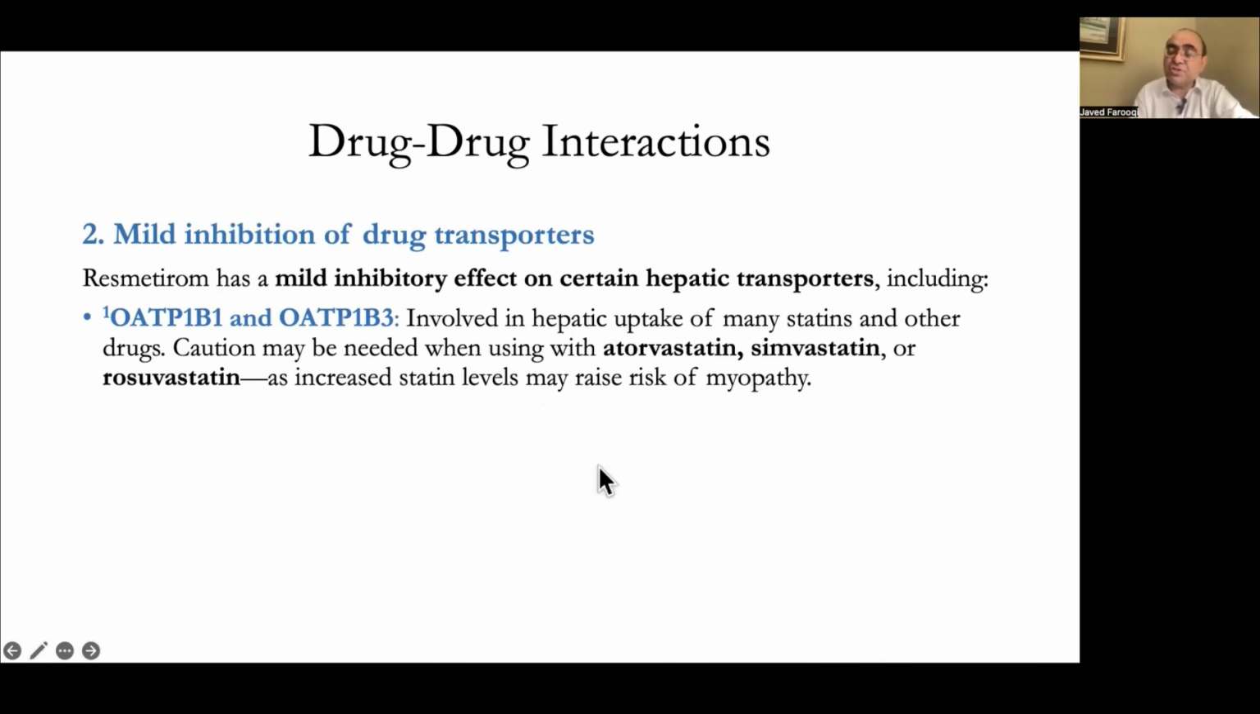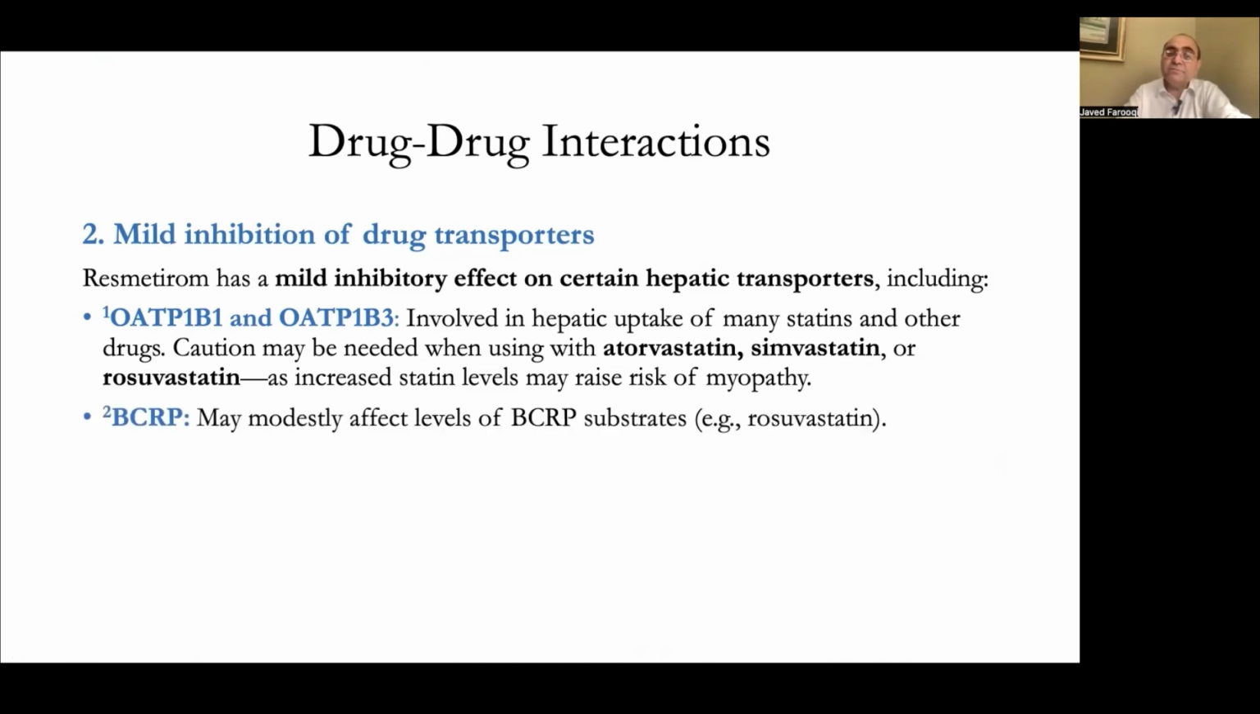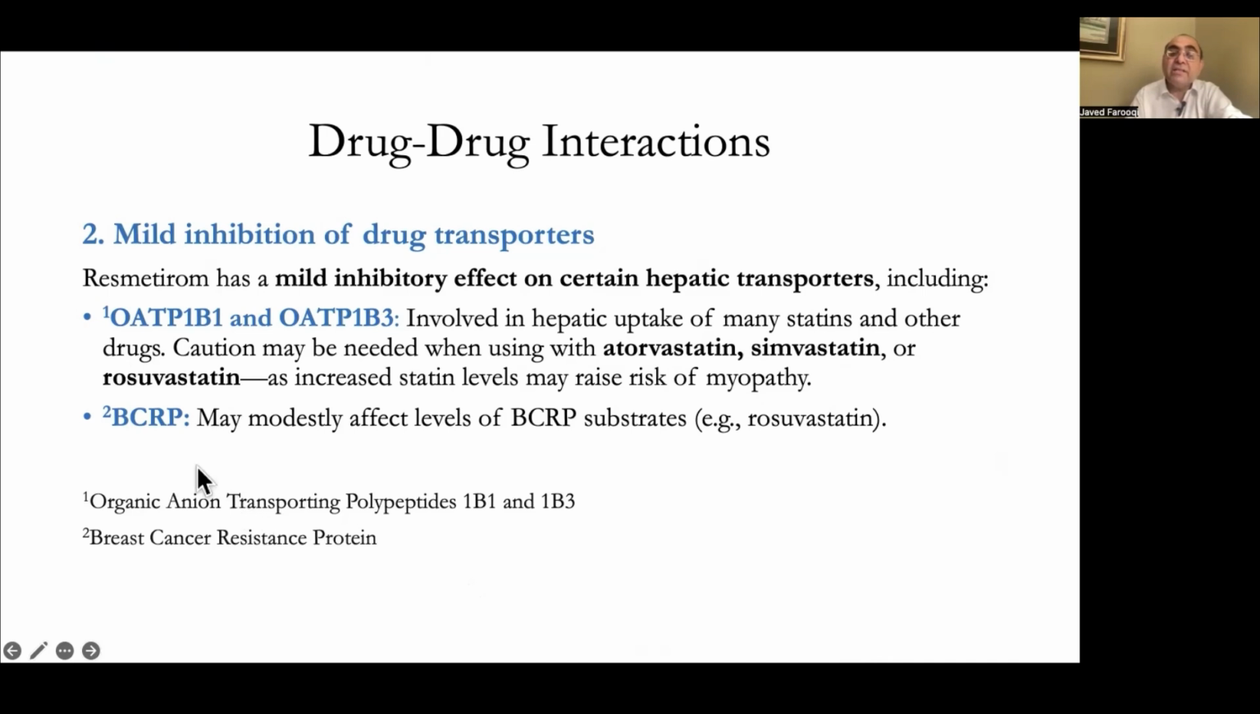If the patient is using these drugs, and the patients with MASLD, most of these patients will be using these drugs. So here, caution should be taken as increased statin levels may raise risk of myopathy. Similarly, BCRP may modestly affect levels of BCRP substrate, that is rosuvastatin. So if a patient is using these drugs and you are giving resmetirom, care should be taken. Remember, OATP means organic anion transporting polypeptide 1B1 and 1B3, and BCRP means breast cancer resistance protein.